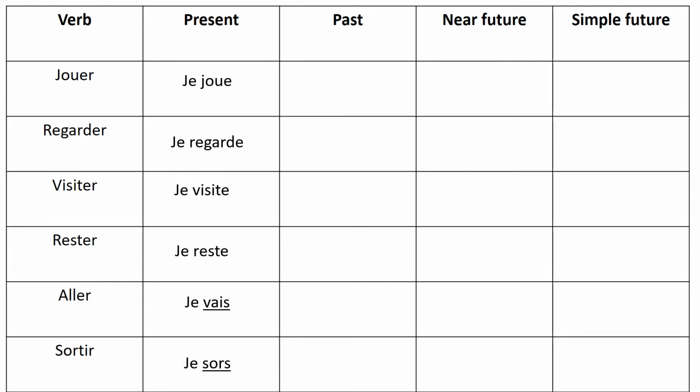And it is worth knowing that one, because chances are, if you're asked a question such as, what do you normally do at the weekend? You're probably going to want to say that you go out with your friends. And in which case, you're going to need je sors in order to be able to say that.